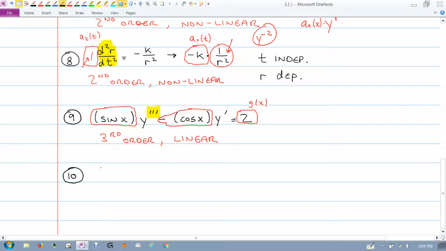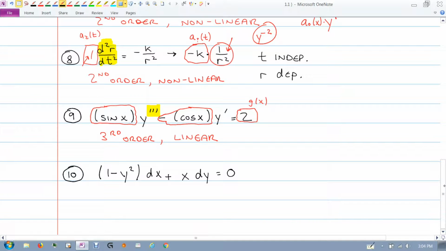Okay, for number 10, we have (1 minus y squared) dx plus x dy equals 0. So now let's divide through by dx again. That will give me, let me do it over here because I'm running out of room, 1 minus y squared, and then this here becomes a 1, so it's not really necessary to write that. And then I have x dy/dx equals 0. Oh, I forgot to write the 0 over here.